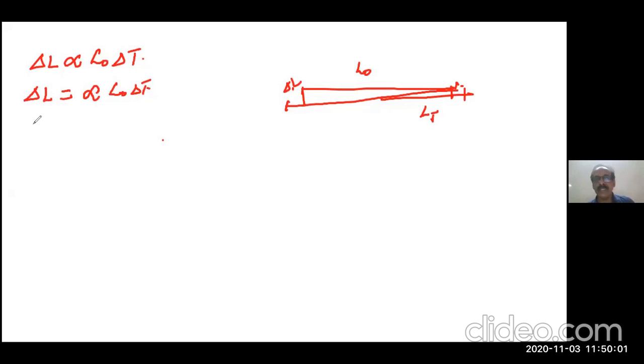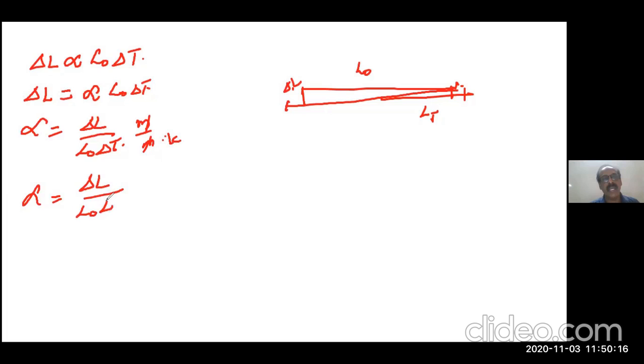Linear means length. Then alpha is equal to delta L by L0 delta T. For the unit, this is meter by meter, which cancels, and temperature in Kelvin. So alpha is in Kelvin to the power minus 1. These alpha values are given in your textbook. Okay, I will just read out some values.